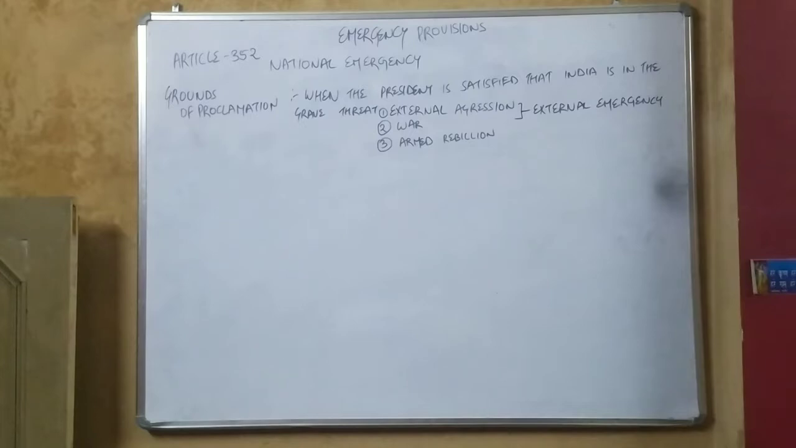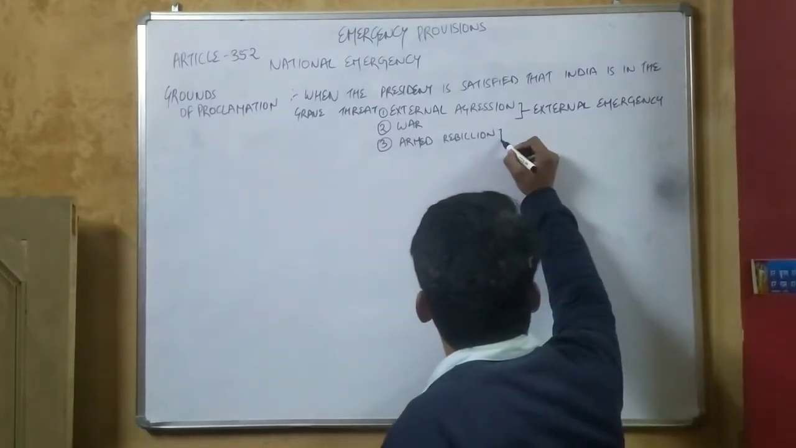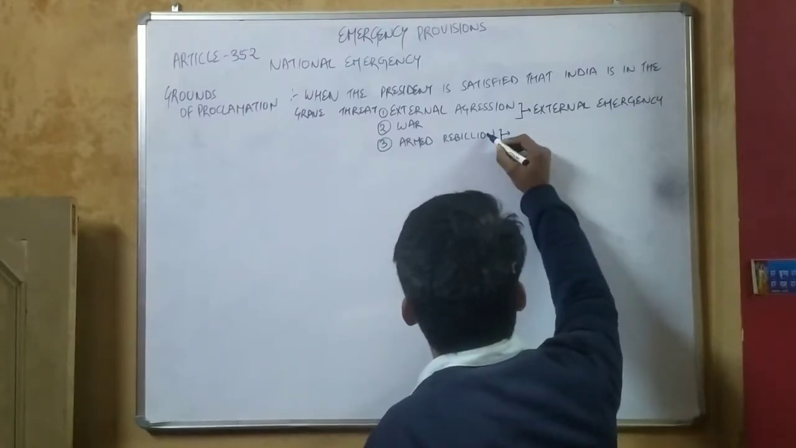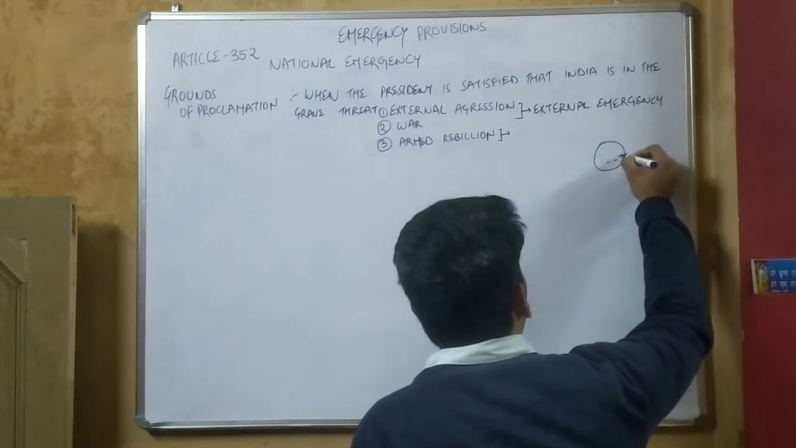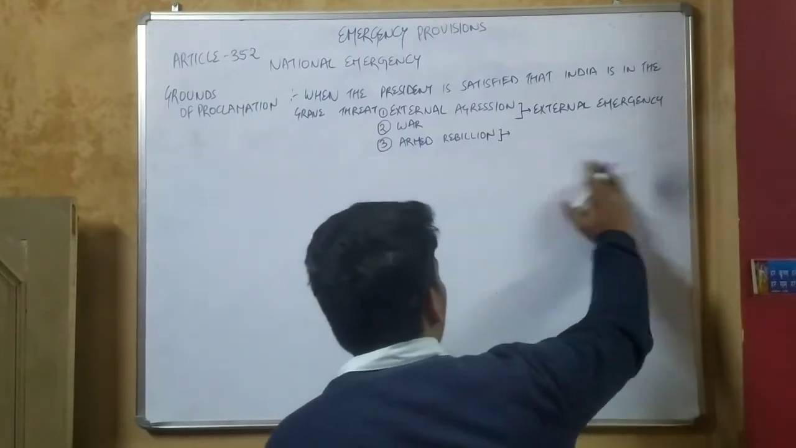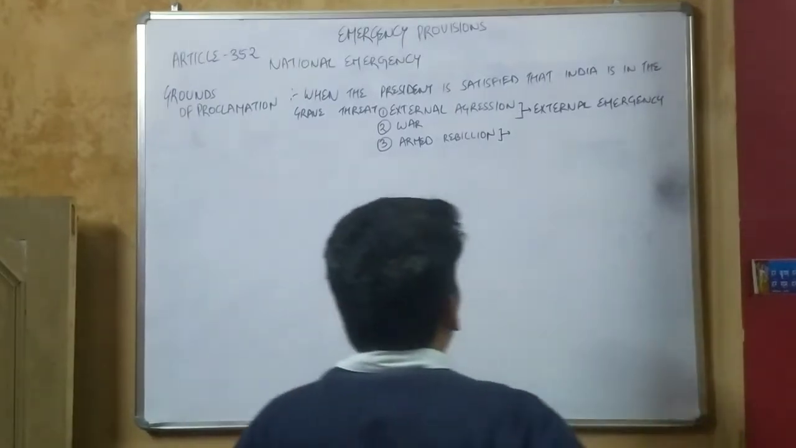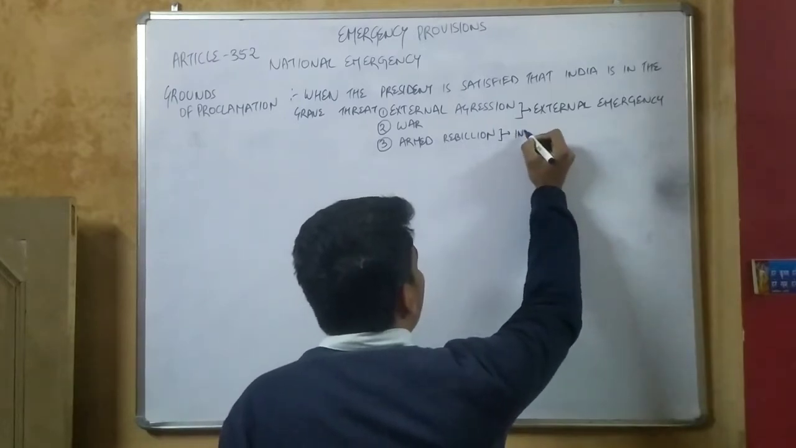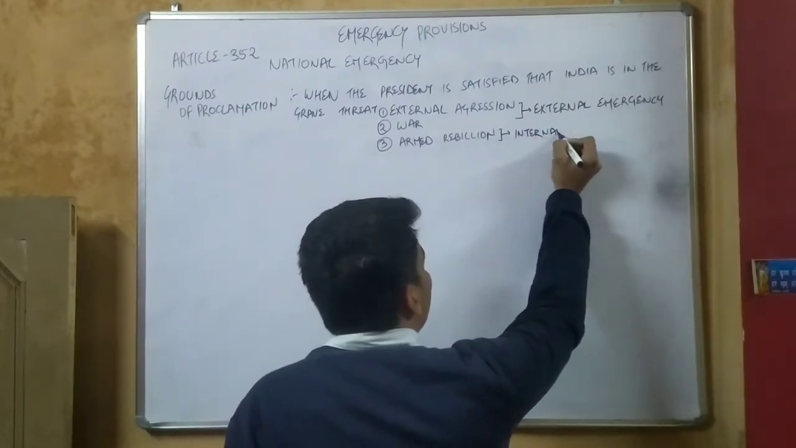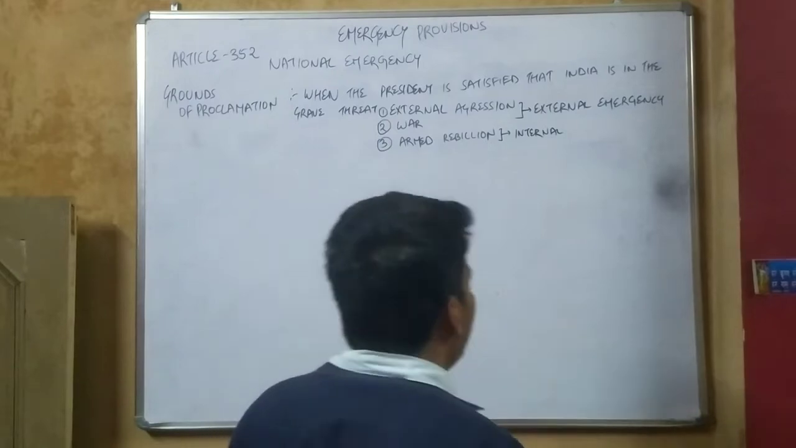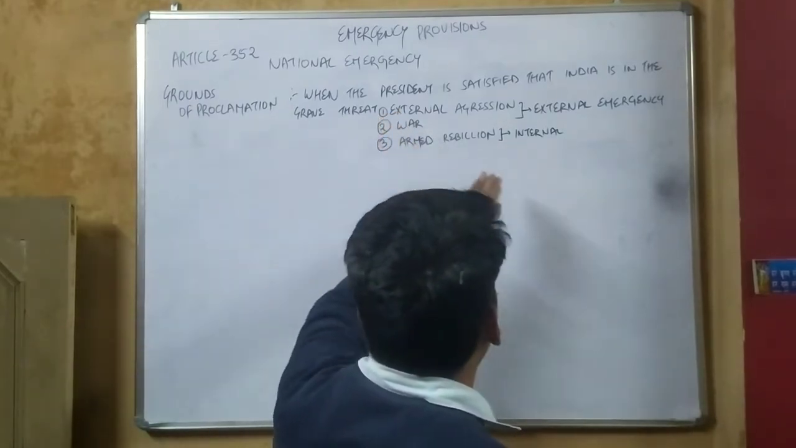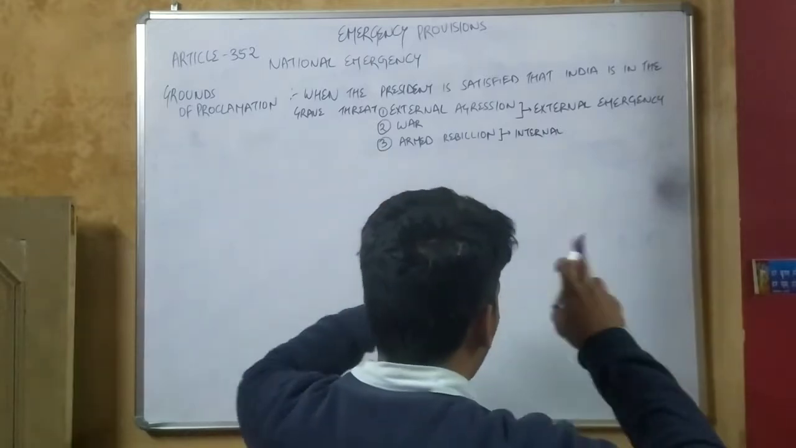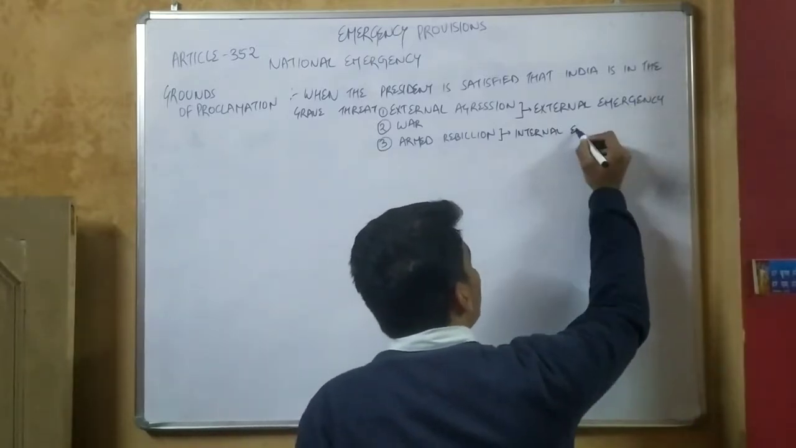It was changed to armed rebellion. Armed rebellion means there is a big group having a lot of arms, and they have a vested interest. That could be an armed rebellion. This is the part of internal emergency. These two words do not have any significance. That is just to make sense that this is the part of external, and this is the part of internal, within the geographical boundary of our country. So we have internal emergency.